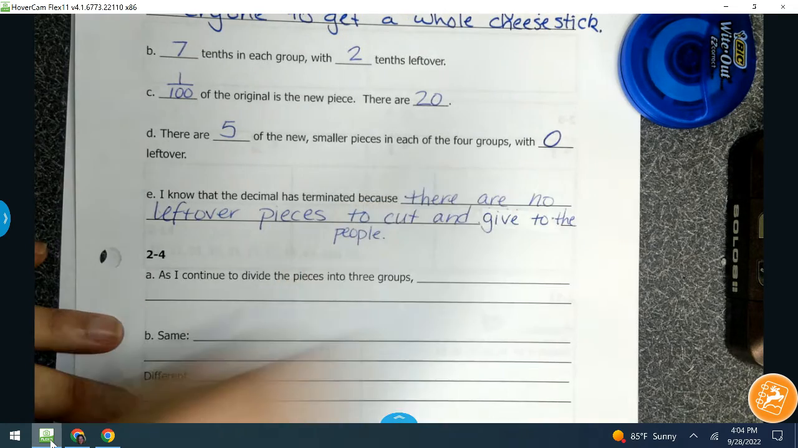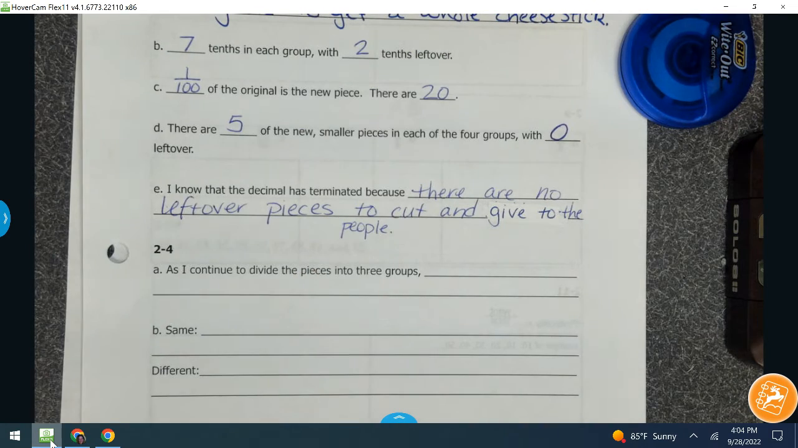So we didn't have any leftover pieces to cut and to give to those people.